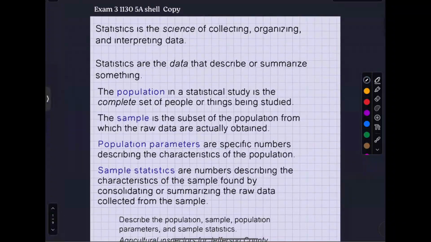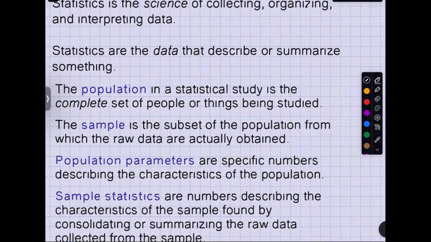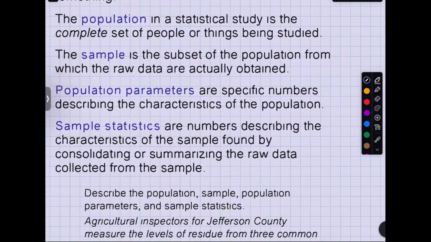Ooh, look at what we're talking about here. These are going to be important definitions. Population. Sample. Population parameters. Sample statistics.